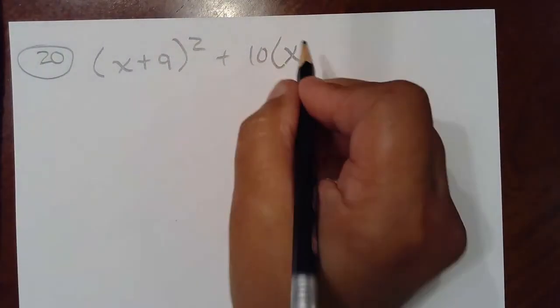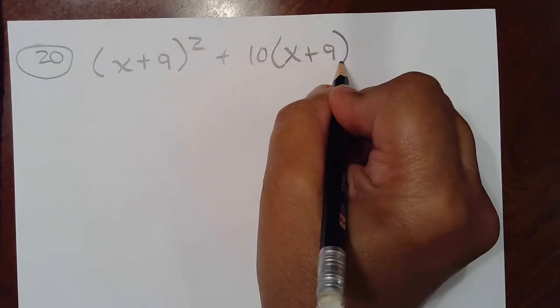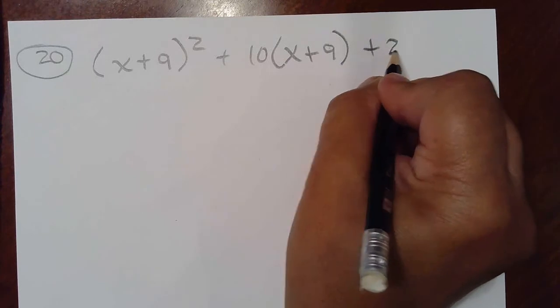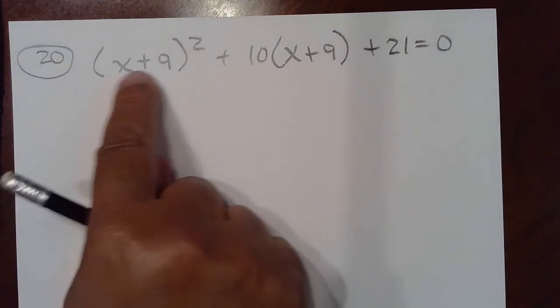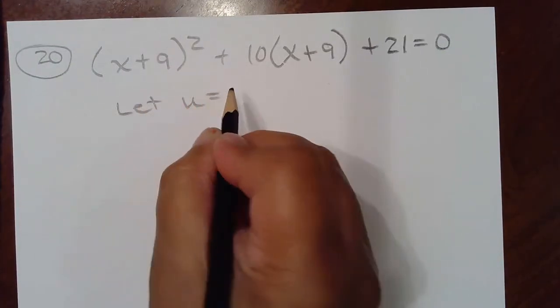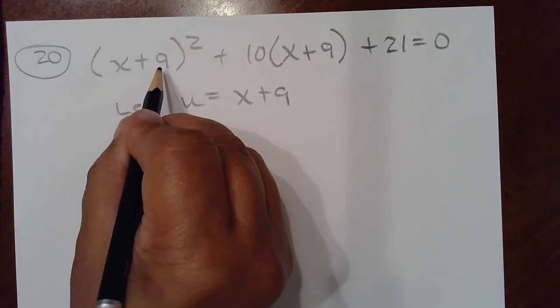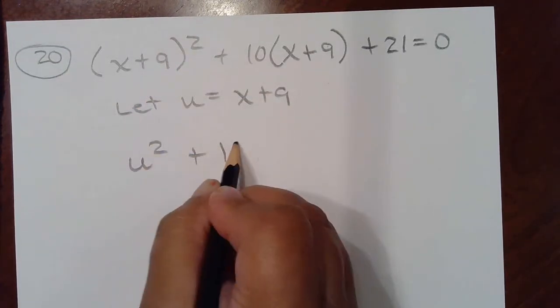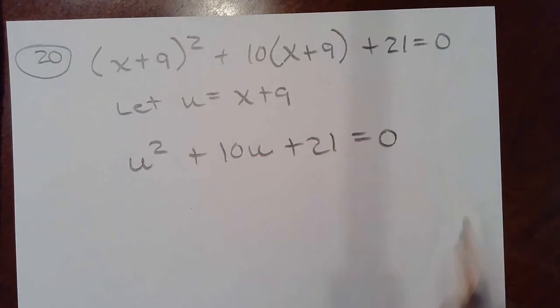This time, unlike the last 4 problems that I've done, you have an entire expression that you're substituting right out of there. See how you have the same expression here and there? So you could let u be equal to x plus 9. So it would be u squared plus 10u plus 21 is equal to 0.